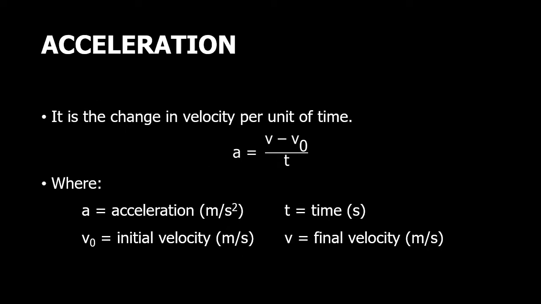Next, the acceleration. Acceleration is the change in velocity per unit time. The formula for acceleration is a equals v minus v sub 0 over t, where a is acceleration, which has a unit of meter per second squared, t for time, which has a unit of s, v for final velocity, meter per second, v sub 0 is the initial velocity.